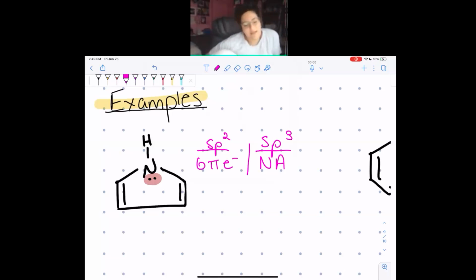Does 6 pi electrons follow the aromatic rule or the anti-aromatic rule? Aromatic. Cool, I agree. So, what is more stable, aromatic or not aromatic? Yes, aromatic is super stable. Not aromatic is meh, it's whatever in the middle. Anti-aromatic is garbage. You do not want anti-aromatic. You want to avoid anti-aromatic at all costs.